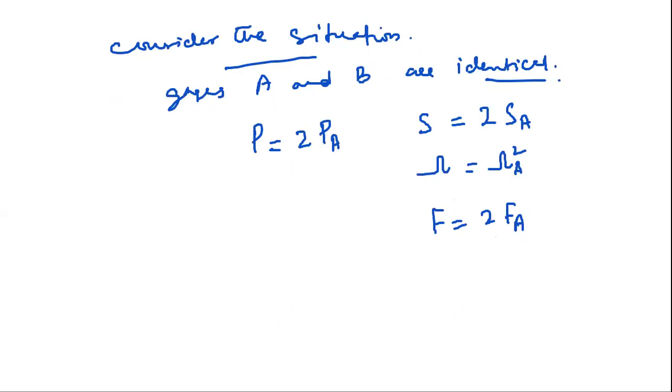Or if you are replacing gas A by gas B, then you expect P will be twice PB, S will be twice SB, sigma will be sigma B square, F will be twice FB. But what happens if you check it? This P is equal to PA holds true.